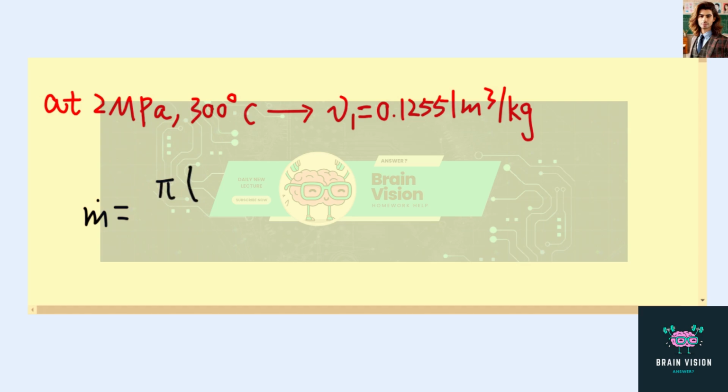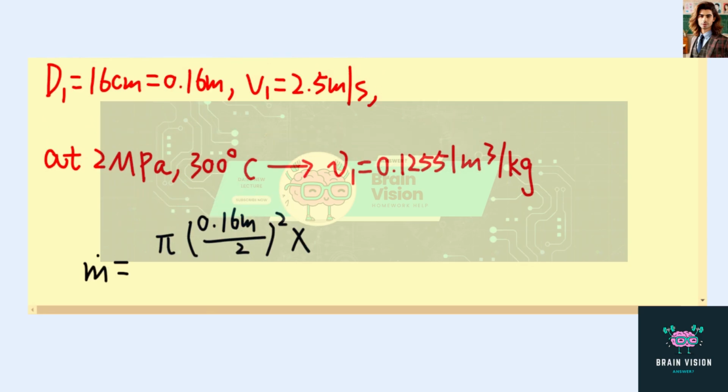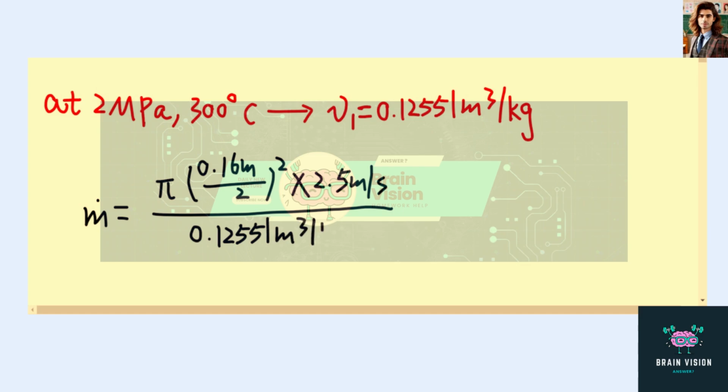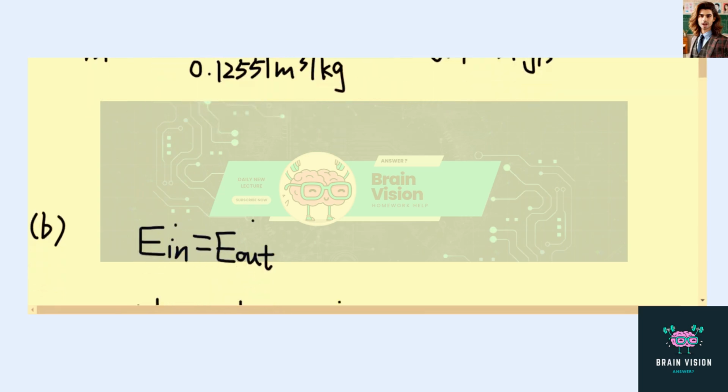pi times (0.16 meter divided by 2) to the power 2, and then times 2.5 meters per second, and then over 0.12551 meter cube per kilogram. And this will give us the mass flow rate of about 0.4005 kilogram per second. So now let's go to the next question.